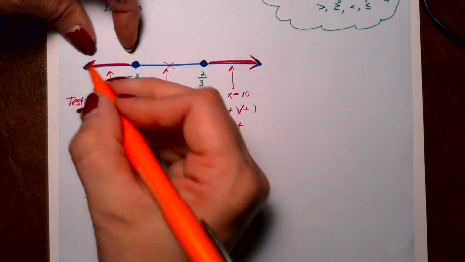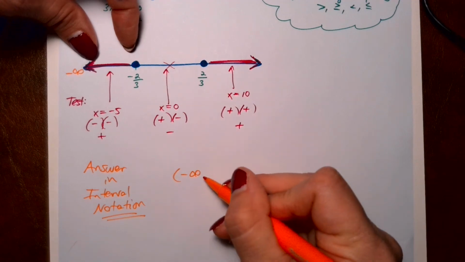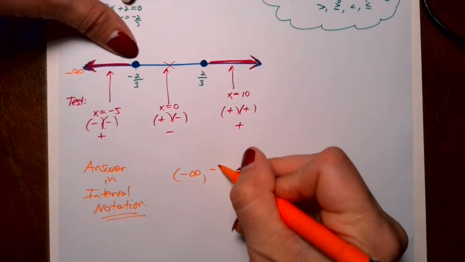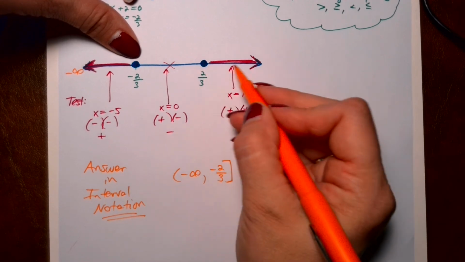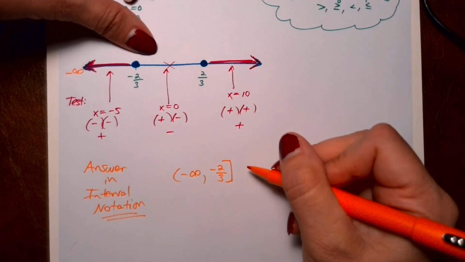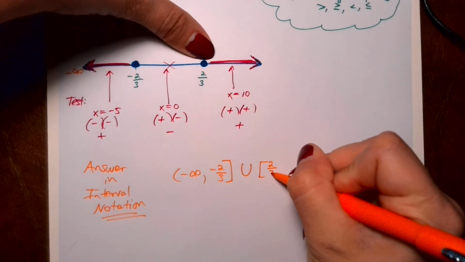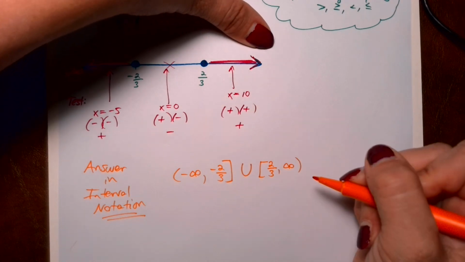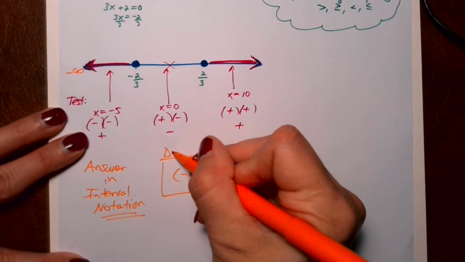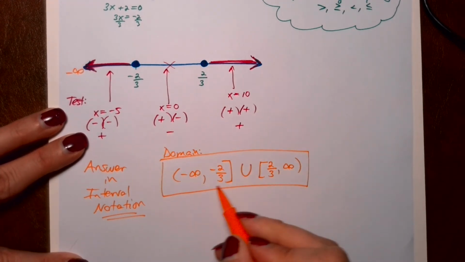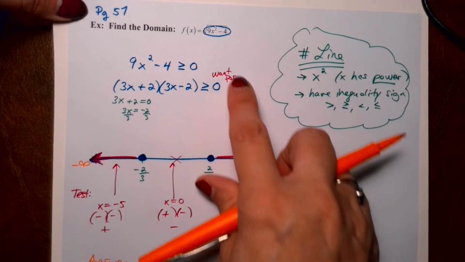So my first section right here goes from negative infinity, which always gets a parentheses, until negative 2/3. Since it's filled in, we get a bracket. Oh, and some more. So the symbol for and is, that's right, a U. We're going to start with brackets, 2/3 until infinity. So there's our answer to solving for the domain. So the domain is going to be this. These are the numbers that work, the inputs that are going to be able to go into this function.